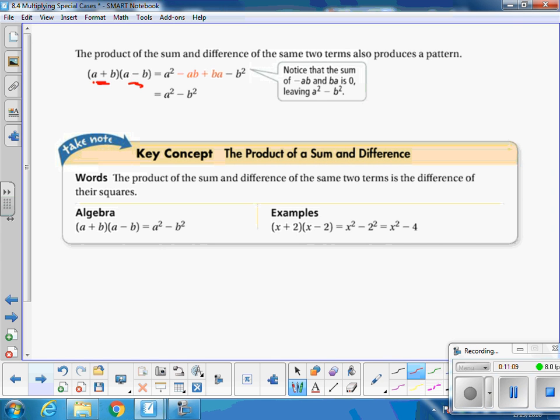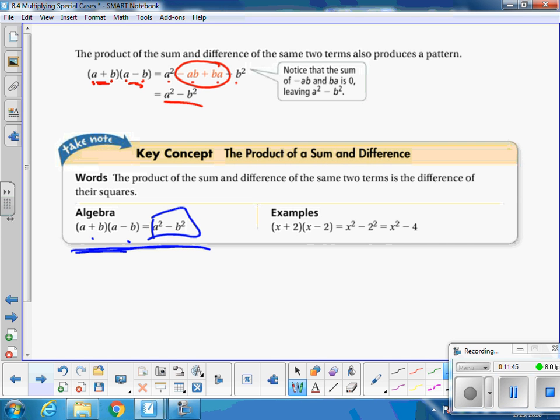So I'm squaring the first term, so this would be like a FOIL method. So a times a, which is a squared, outside a times negative b, so that's why I end up with my negative ab, inside b times a, right here, and then my last term is b times negative b, so it's negative b squared. These cancel out, so it's simplified to this. So that's why we can say that down here that a plus b times a minus b gives me a squared minus b squared.